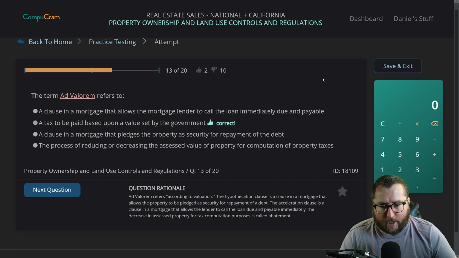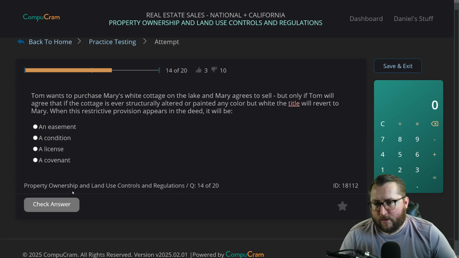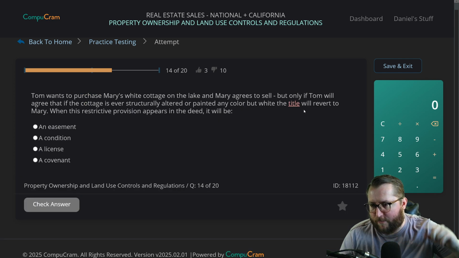The hypothecation clause is a clause in the mortgage that allows property to be pledged as security for repayment of a debt. The acceleration clause is a clause in the mortgage that allows the lender to call the loan due and payable immediately. The decrease in assessed property value for tax computation purposes is called abatement. All right, so that was 4 different vocab words that we're going to write down later for sure, and we have to remember those. If you want more vocab words, we also have other videos on vocab words.